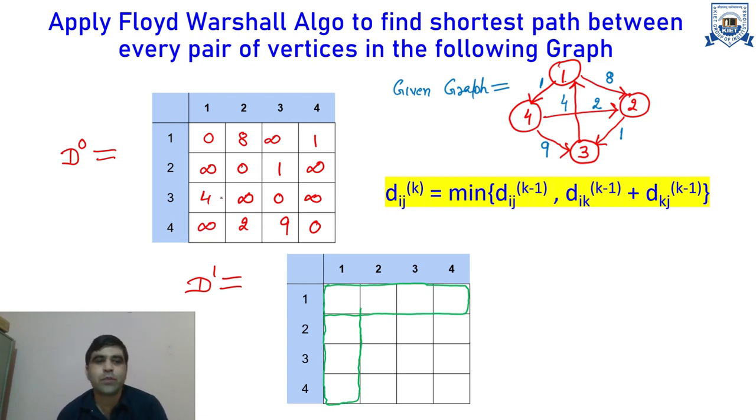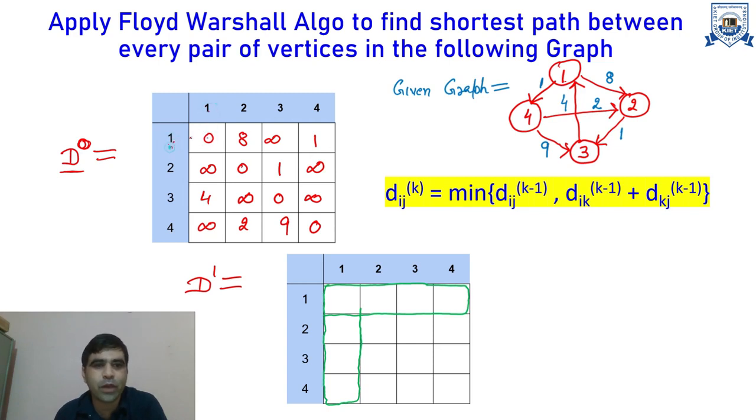So first one is D0. We have to find out the distance matrix 0. This is nothing but D0, which means you are not taking any intermediate vertices. First step is that the diagonal elements are always 0. From 1 to 1 it is simply 0.